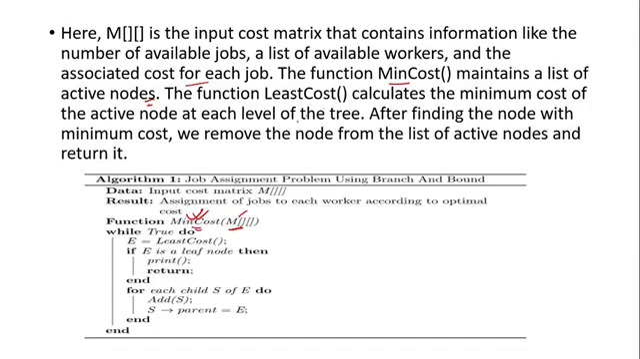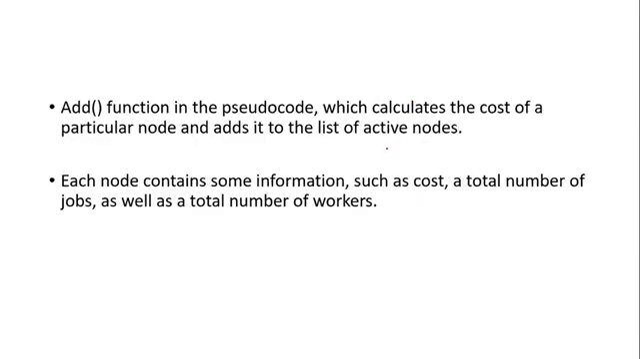The function leastcost calculates the minimum cost of the active nodes at each level of the tree. As the state space tree is generated, the minimum cost of the active nodes at each level is generated by this leastcost function. After finding the node with minimum cost, we remove the node from the list of active nodes and return it. Then the add function in the pseudocode calculates the cost of a particular node and adds it to the list of active nodes.